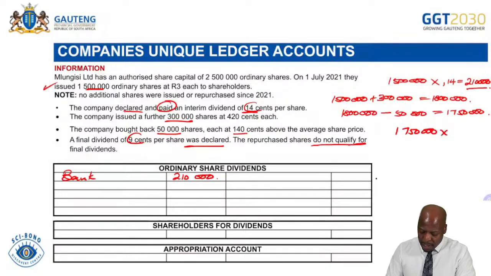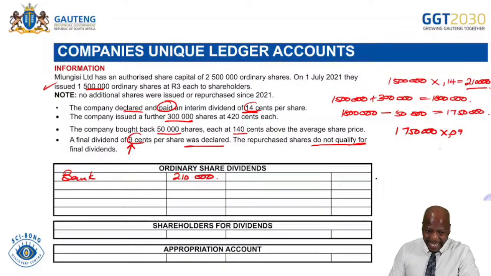1,750,000. Then you multiply this by your 9 cents. So it's 1,750,000 multiplied by 9 cents. And this will give you how much on your calculators? You get 157,500. So I'll come here.